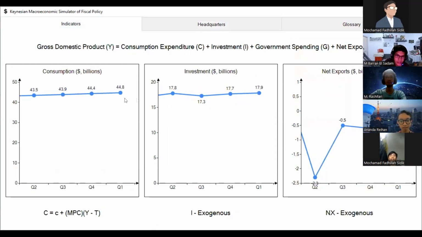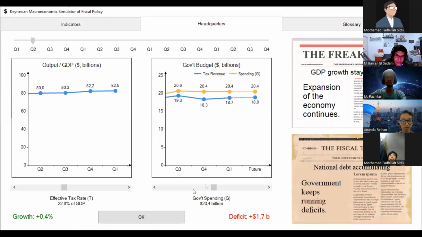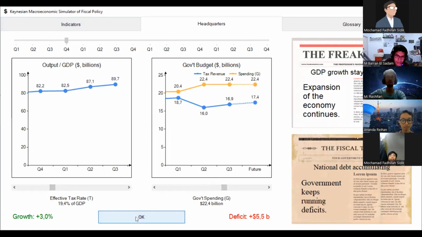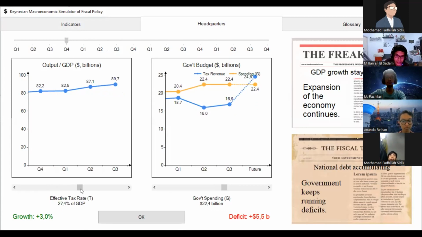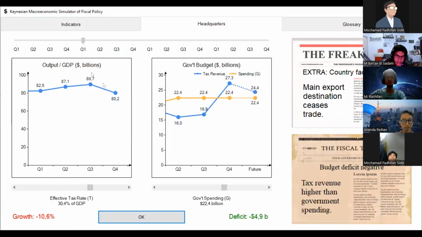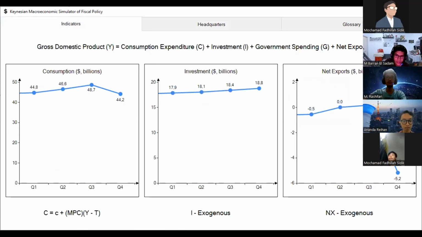Let's see. Okay, so it increases. What happens if I increase government spending? What about the effective tax rate? All right, let's just run it for 2 quarters. Okay, so consumption does increase, investment increases. What if I increase taxes? Apparently it does work after all. Normally in previous versions, I admit I haven't used this for a long time, it doesn't show a consistent effect. But for now, it apparently does.